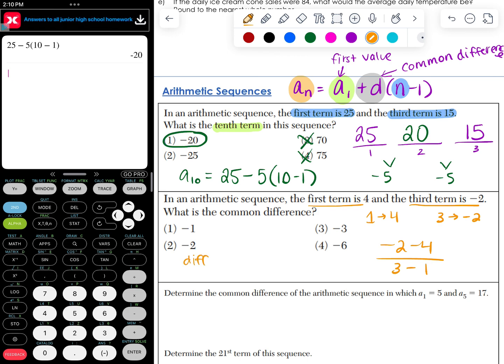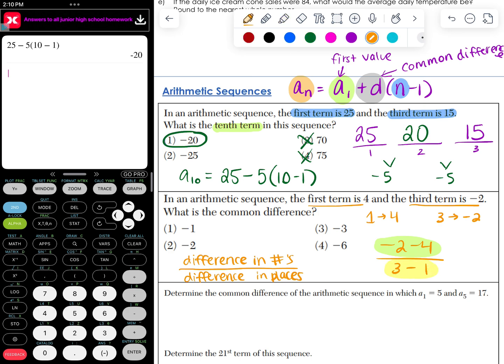So I'm going to write that down for you. The difference in the numbers divided by the difference in their places. So for example, the two numbers, and this is very similar to slope, hopefully you recognize that. Negative 2 minus 4. I'm finding the difference between the negative 2 and the 4. And you've got a number in the third position and the first position.